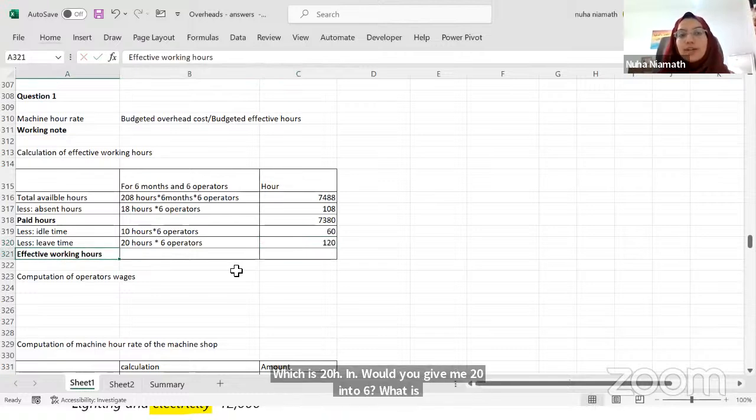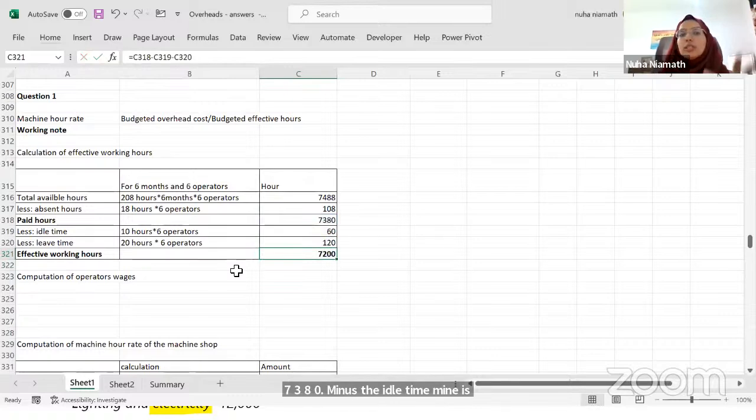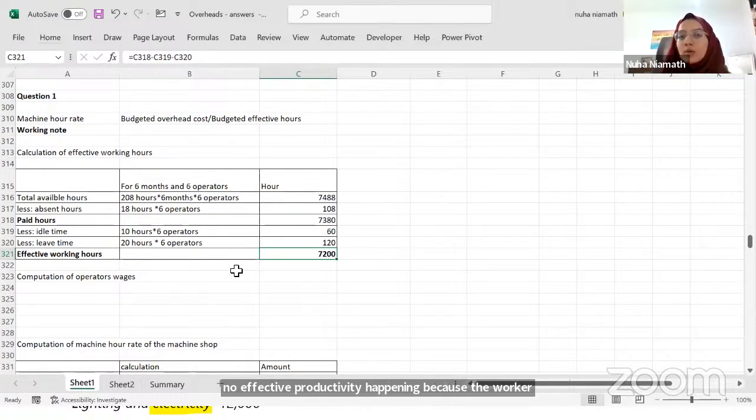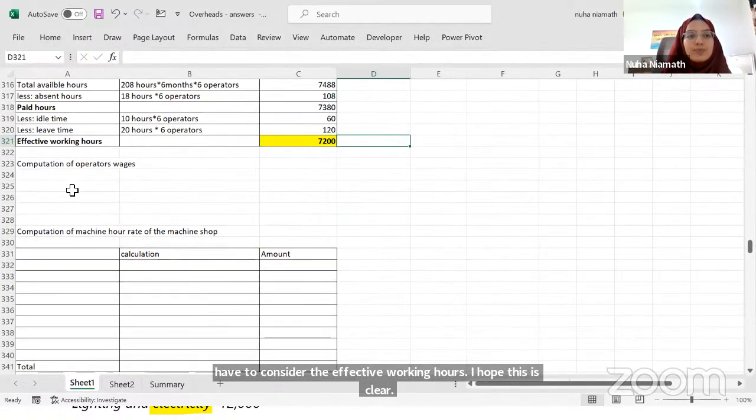So what is my effective hours now? 7380 minus the idle time, minus the 120 hours. So this is the effective time that the worker is actually working. For all other time, there is no effective productivity happening because the worker is not working. So whenever we calculate the predetermined overhead rate, we have to consider only the effective working hours. We cannot consider total hours or paid hours. I hope this is clear, right? So we have arrived at the effective working hours.